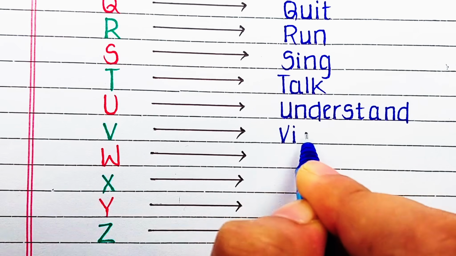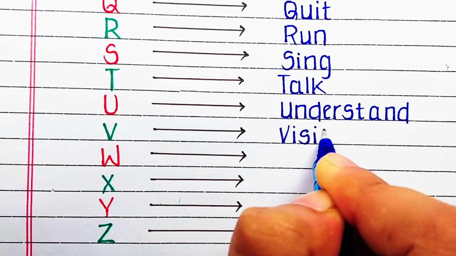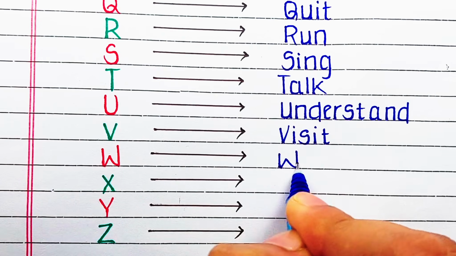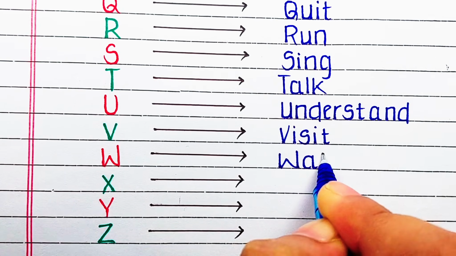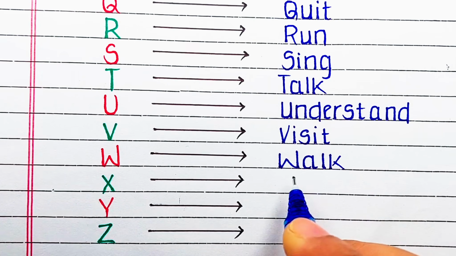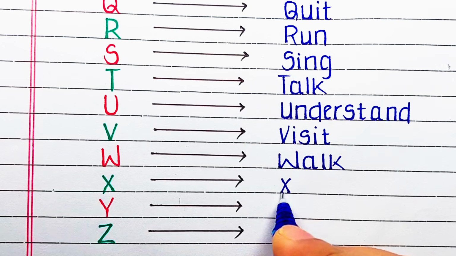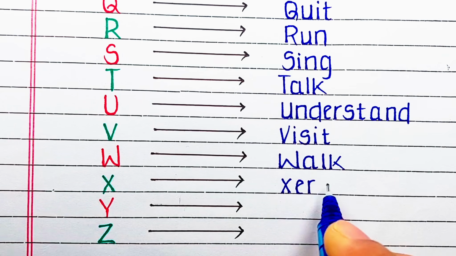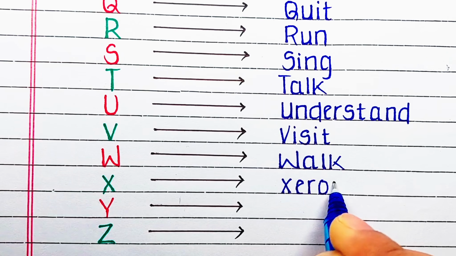The action verb starting with letter V is VISIT, visit. Next is alphabet W. The word is WALK, walk. Next is alphabet X. The word is XEROX, xerox.